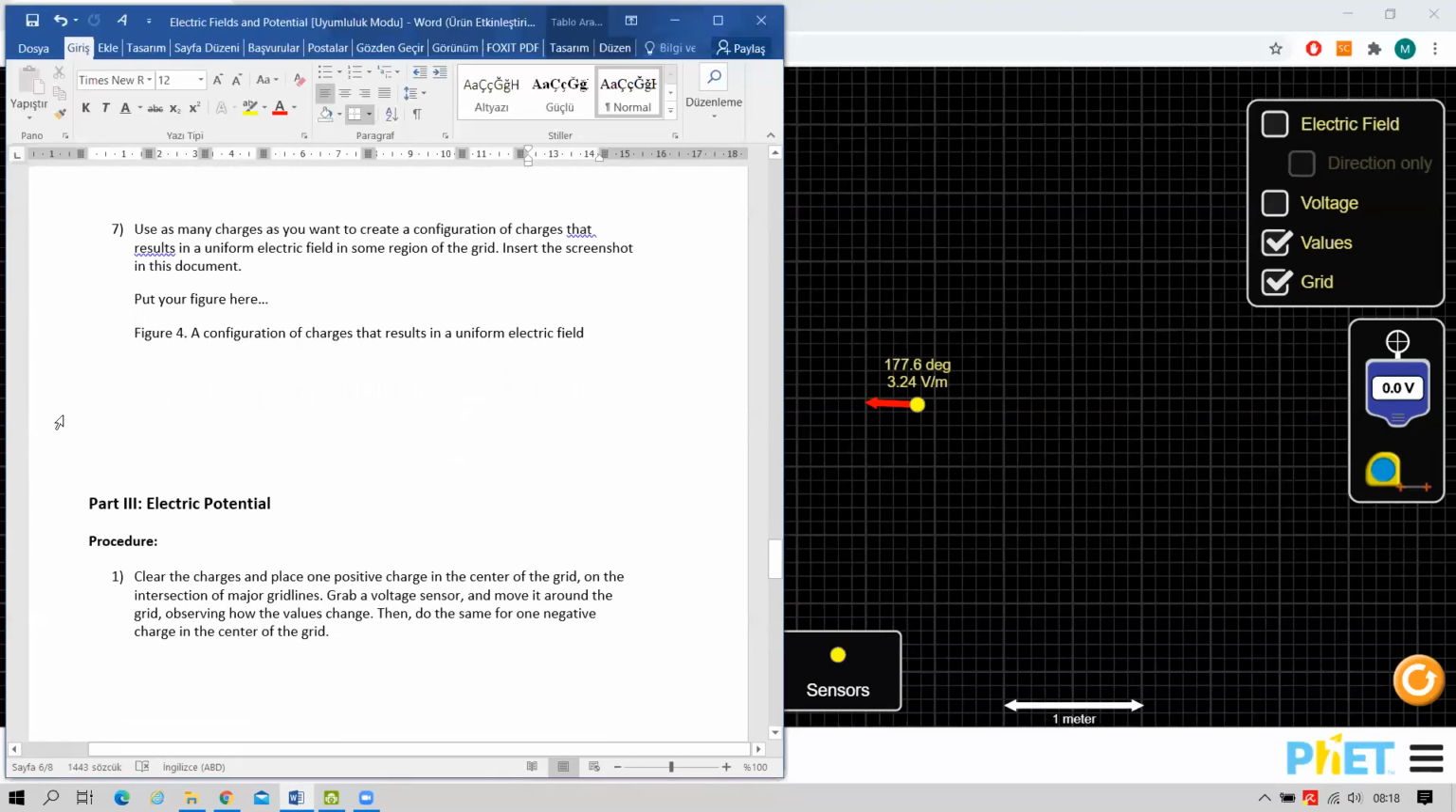Number 7. Use as many charges as you want to create a configuration of charges that results in a uniform electric field in some region of the grid and insert the screenshot of the simulation. If I create 2 large parallel conducting plates charged with opposite charges, I can create a uniform electric field between these plates. But how can I represent these plates in the simulation?